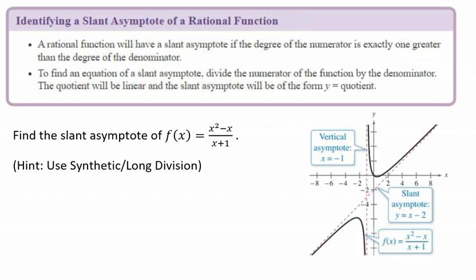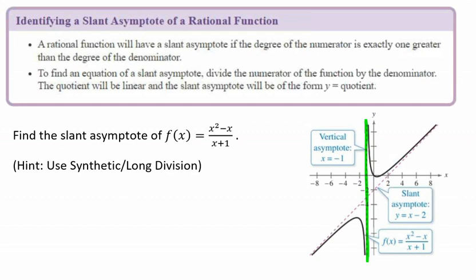In this video, we're going to talk about what a slant asymptote is and how to identify a slant asymptote. So let's first take a look at the equation x squared minus x divided by x plus 1. Now in this particular situation, we see that we have a vertical asymptote right here.